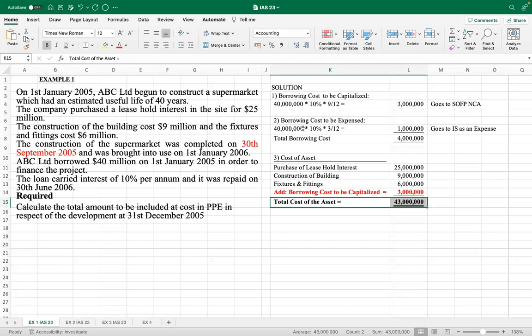I said 1 million. The interest was 10% of 40 million. 10% of 40 million is 4 million. But capitalization was starting from January until when it stops in September. The interest that is paid after September, October, November, and December, after capitalization has stopped, is not the one to be capitalized.